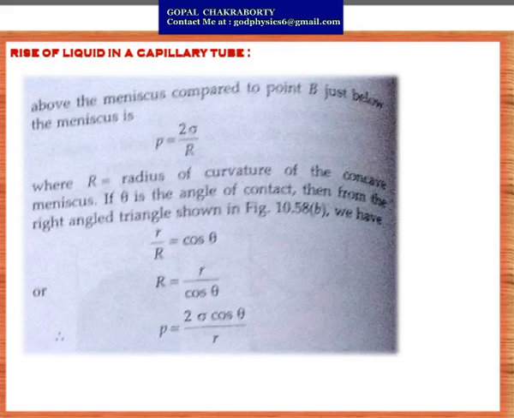So the excess pressure at point A above the meniscus compared to point B just below the meniscus is at its peak, equal to 2 sigma by r, where r is the radius of curvature of the concave meniscus. Now if theta is the angle of contact, then from the right angle triangle we can write small r by capital R equals cos theta. So capital R equals small r by cos theta. So P equals 2 sigma cos theta by R, substituting the value of capital R.